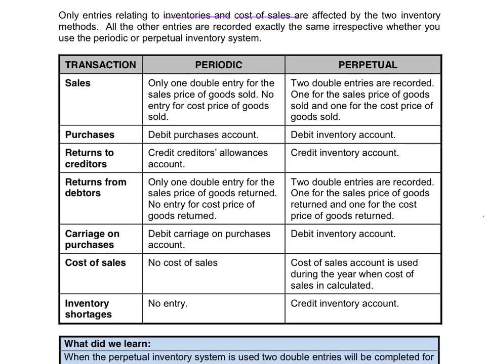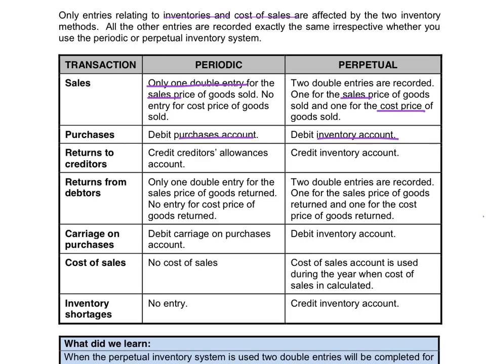Sales. When the periodic inventory system is used, only one double entry is recorded at the sales price of the goods. You don't record any entry for the cost price of goods. In the perpetual inventory system, two double entries are recorded, one at sales price and one at cost price. When goods are purchased in the periodic system, you will debit your purchases account. In the perpetual system, you will debit your inventory account.